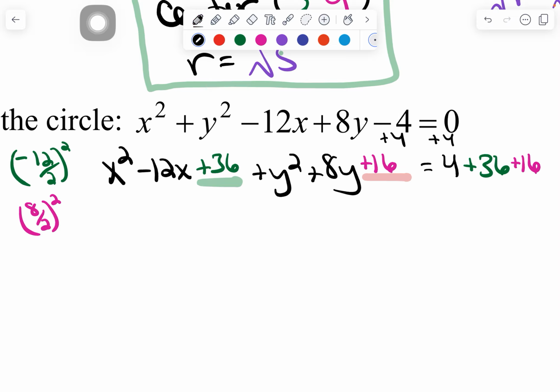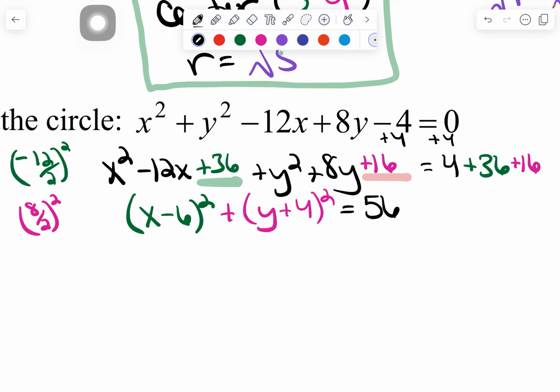So this is going to be x minus 6 squared. And then if I do y, so plus y plus 4 squared. And this is going to equal, let's see, 4 plus 36 is 40. 40 plus 16 would be 56. Sure, we'll go with that.